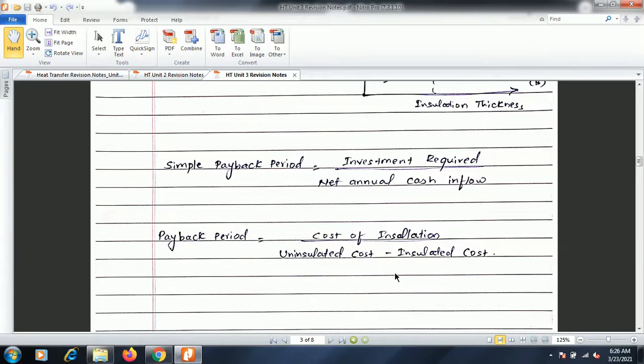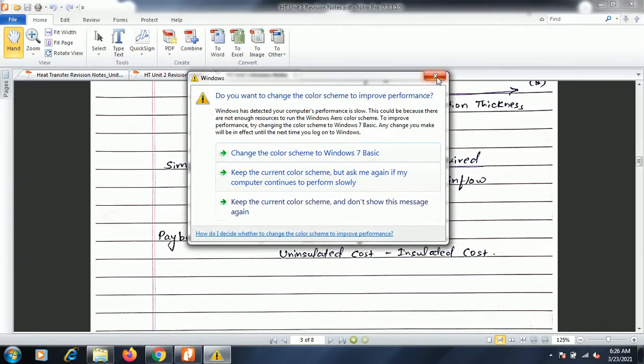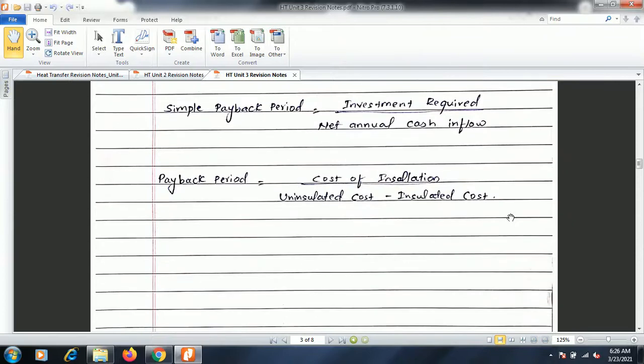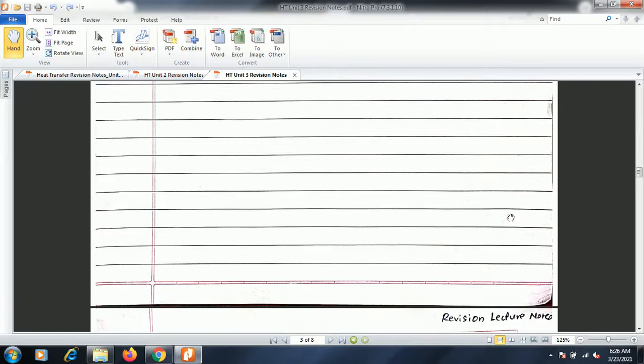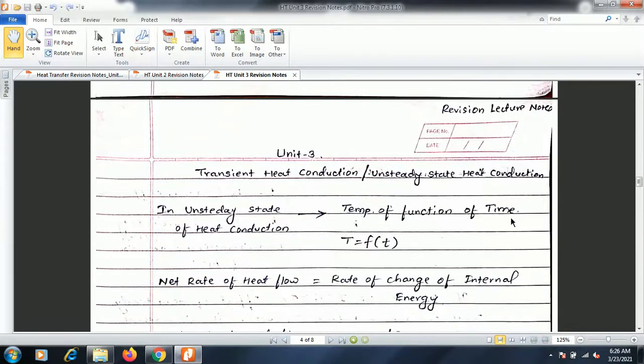Now here a simple payback period is going to give you a specific time for which your initial investment is returned. So this period is going to tell you how much time it is going to take for returning your initial capital investment.